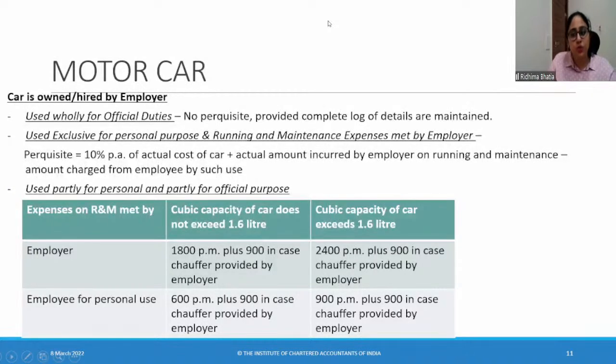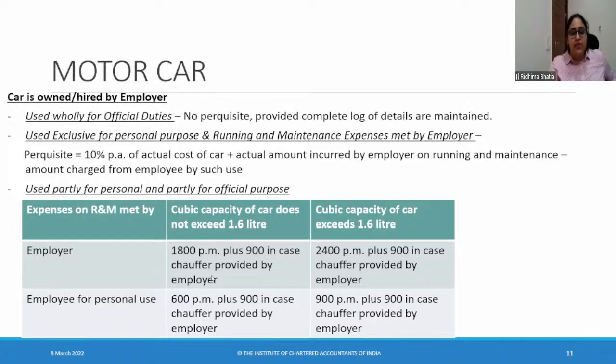Agar chauffeur is also provided in case of private use, then chauffeur ka expenses would be added. Driver salary full. Agar is category mein he's falling, the second category mein, when everything is for personal purpose, everything has to be taken on actual basis. Running and maintenance poora, driver salary poora aur the chauffeur salary poora.